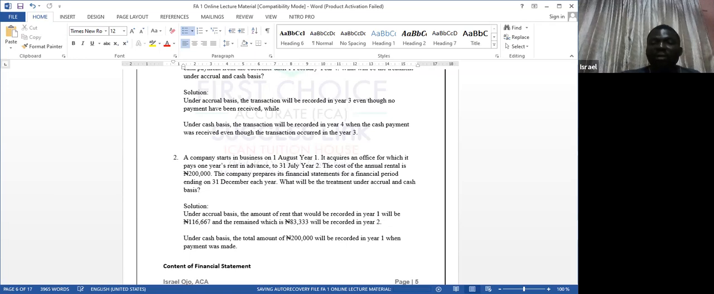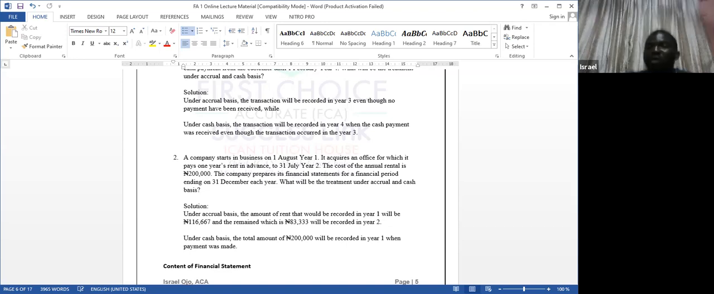Now, when you prepare the financial statement, you prepare it within the period of January to December. That's where they prepare the financial statement. Now, they ask us about the transaction. They start business on August 1 of year 1, and they acquire an office for which they pay 1 year rent to 31st of July, year 2.